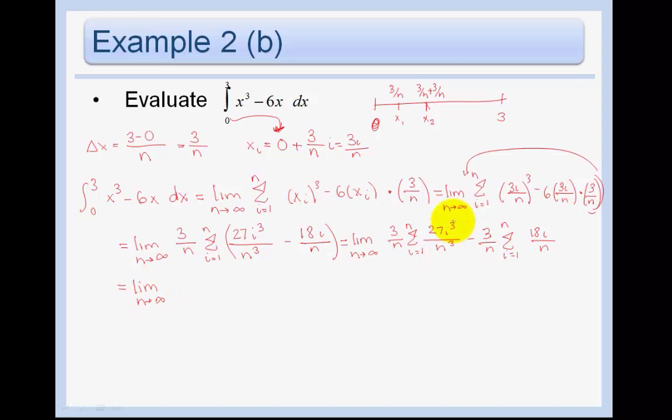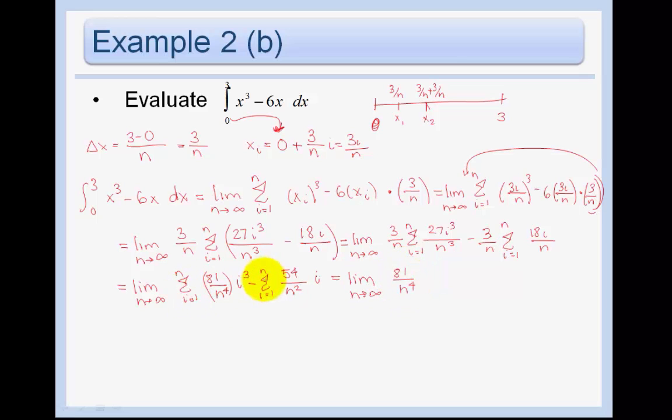Now I'm going to just multiply this back in. So 27 times 3 is 81. And n times n cubed is n to the 4th. And then 3 times 18 is just 54. n times n is n squared i. And then we have the limit as n approaches infinity. I'm just going to take this out. This doesn't deal with i, so I can take it outside of the summation.